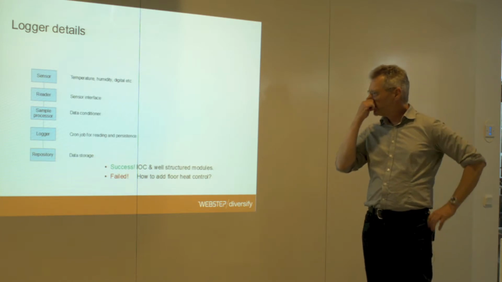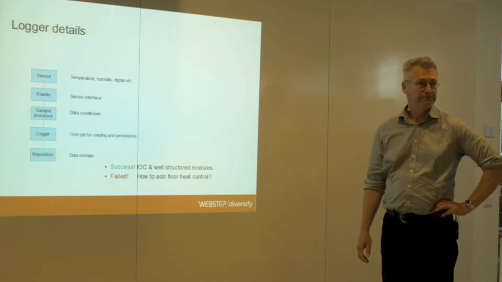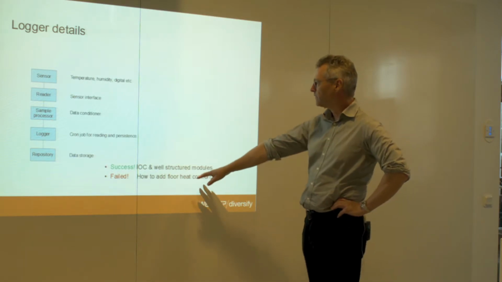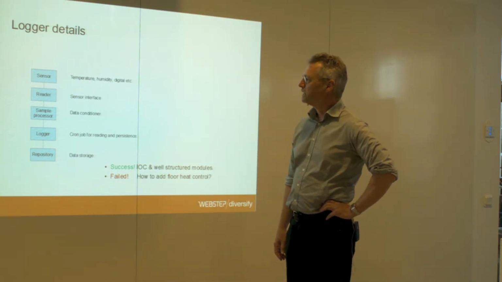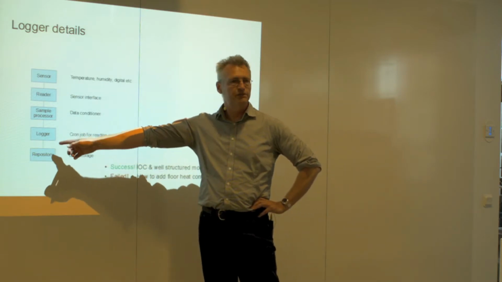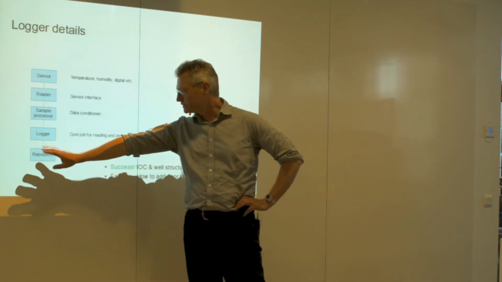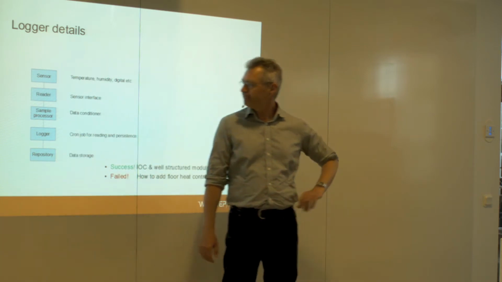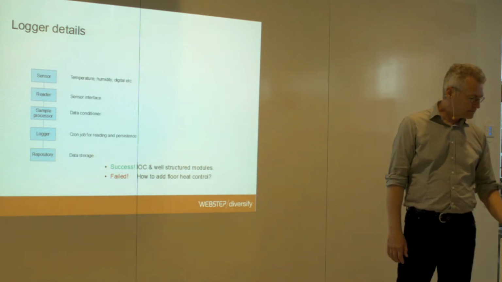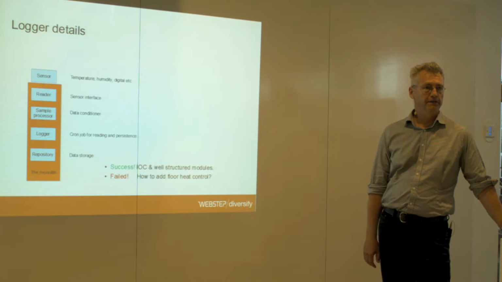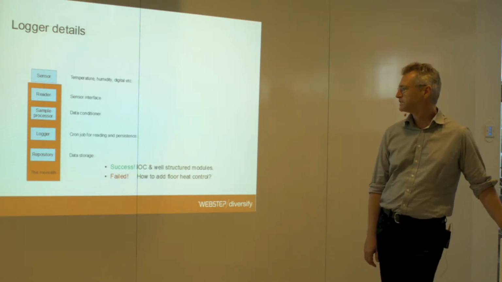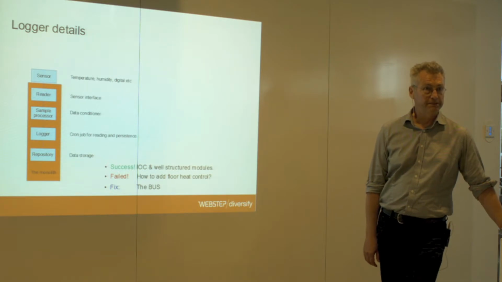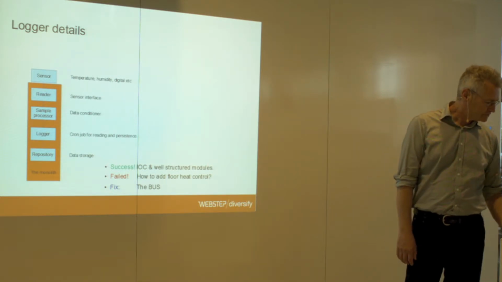And then I think, where do I put the output in this flow? If I want to control my floor heat, switch that one on and off. This is a logger, it's just for input. This is a repository, just for storage. So where does the output fit in here? And then I realized that this is a monolith anyway, even if it's nice structure and modules and everything. So, the bus, of course.